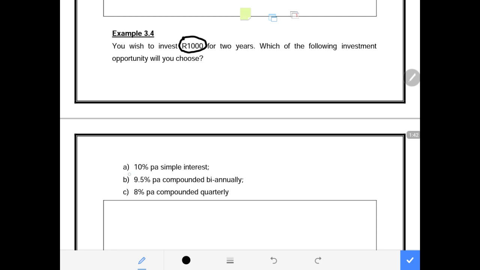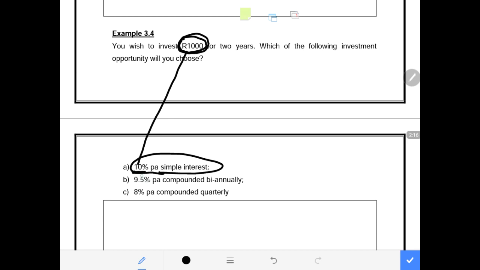And the first one is 10% per annum simple interest. That means we invest 1,000 at 10% per annum at simple interest. And we know that when it comes to simple interest, interest is earned from the amount that was initially invested. That means interest is not added back to the capital, so the original amount will not increase periodically. So the amount invested here does not increase periodically.